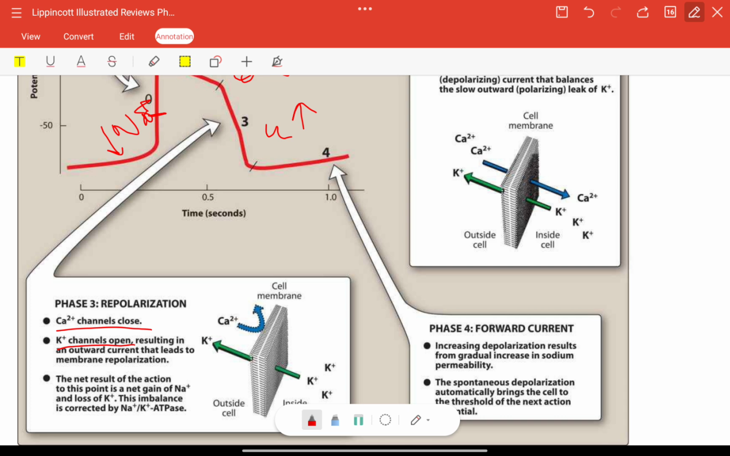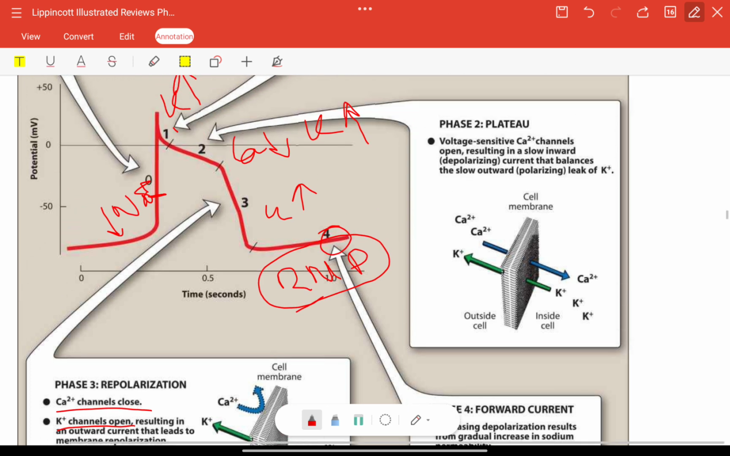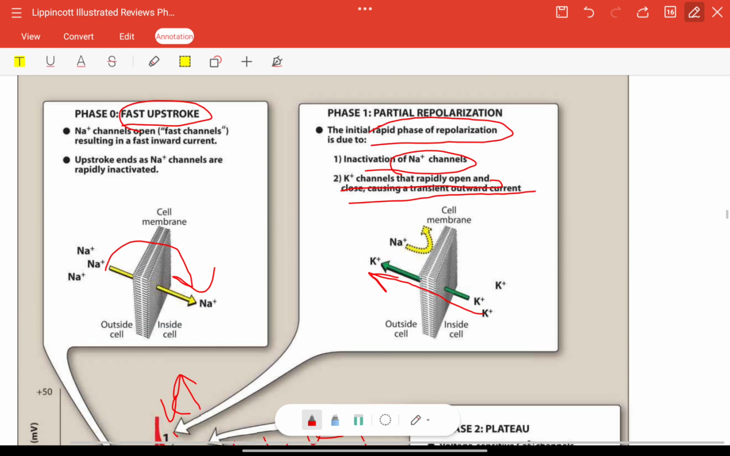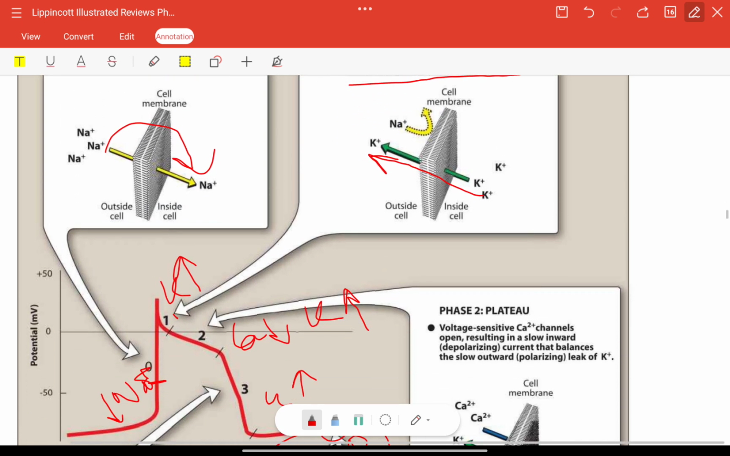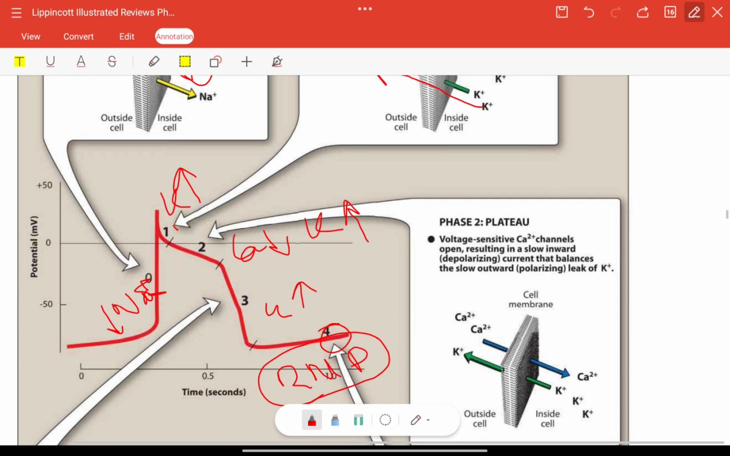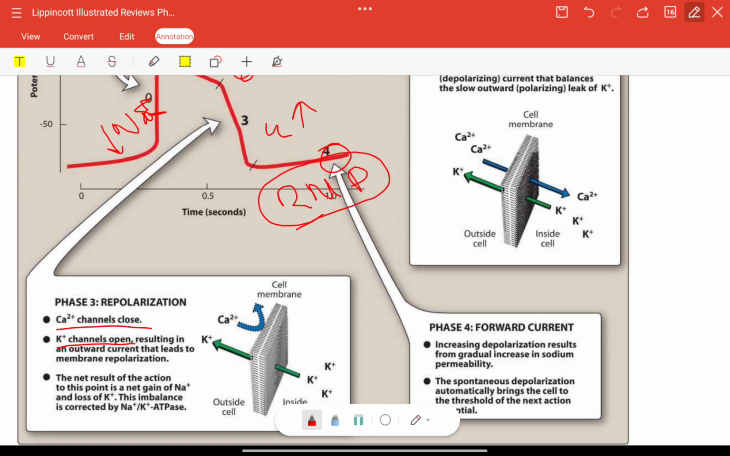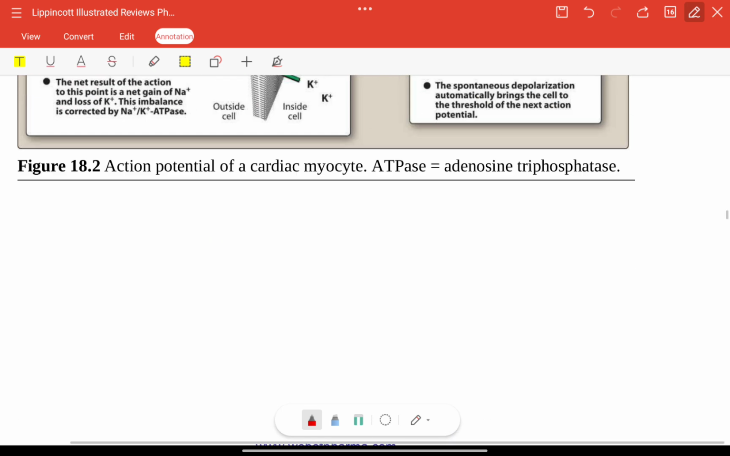Phase 4, the funny current. Increased depolarization results from a gradual increase in sodium permeability. This is also called the resting membrane potential. Phase 4. Phase 0 is the fast upstroke, phase 1 is partial repolarization, then plateau, then repolarization, and then resting membrane potential.